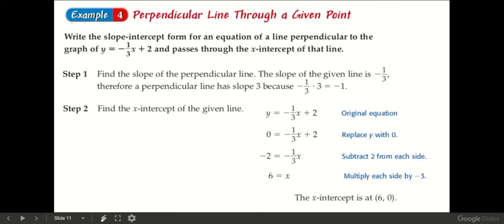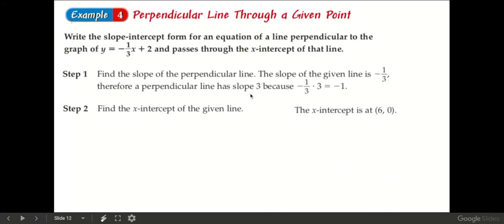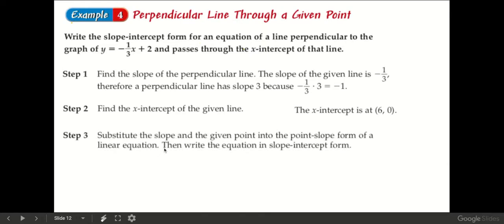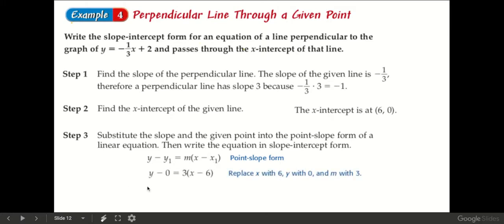Now, the last part is now I know that I have a point, my x-intercept point, and I have my slope. So I'm going to take this slope and this point and solve for the equation. So I'm going to substitute the slope in and the x and y coordinate into my point slope form. So again, I know that my y coordinate is going to be 0, my x coordinate is going to be 6, and my slope is going to be 3. And then I can go ahead and simplify.